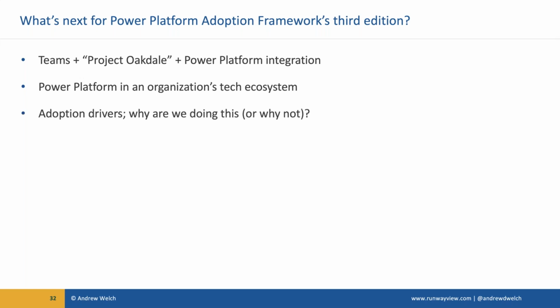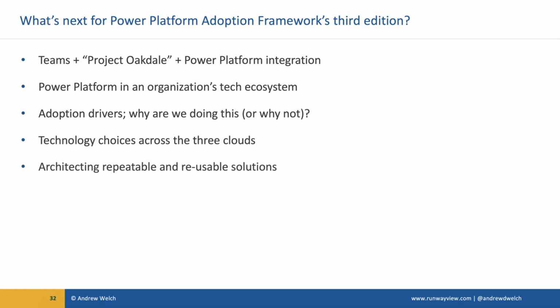What are the adoption drivers? Like, why are we doing this? What's the value? Why is that important? How to make good technology choices across the 3 clouds? How to decide, hey, this should go to SharePoint, or this should go to a service inside of Azure, or this should go to Power Apps and Power Automate, etc. Techniques and best practices for architecting repeatable and reusable solutions. We don't want people to have to reinvent this every time.